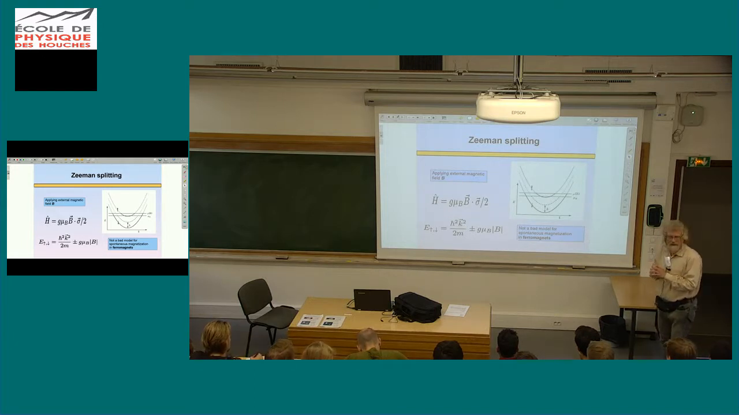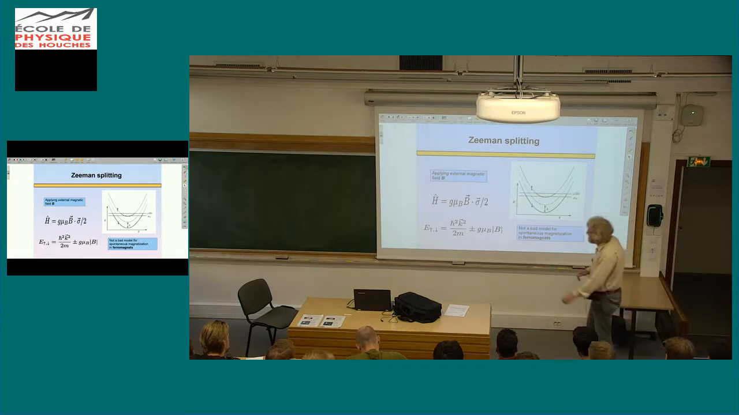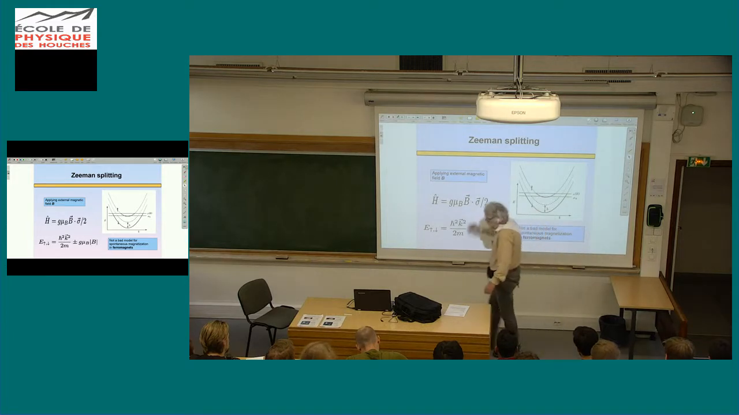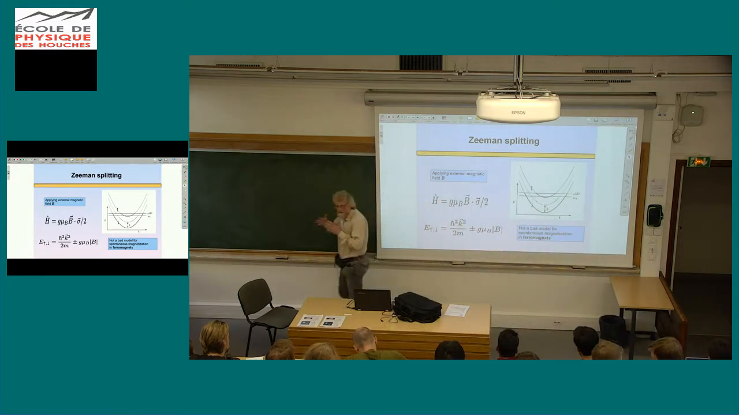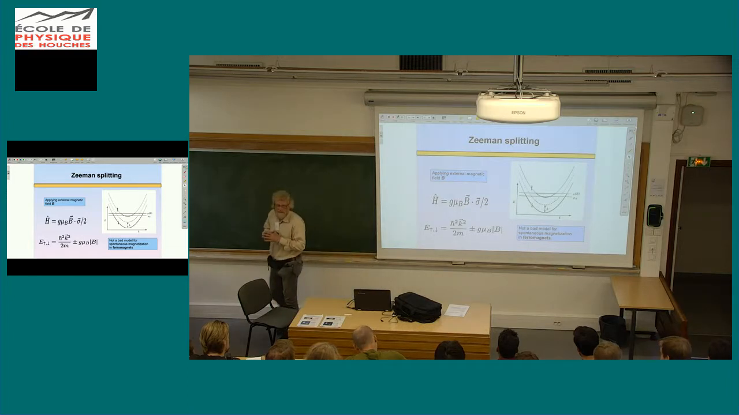So let's have electrons with a parabolic spectrum, P squared divided by 2m. Let us apply a magnetic field, and let us disregard orbital effects. Then there is a term in the Hamiltonian which takes the vector of the magnetic field and couples it to the corresponding Pauli matrix.